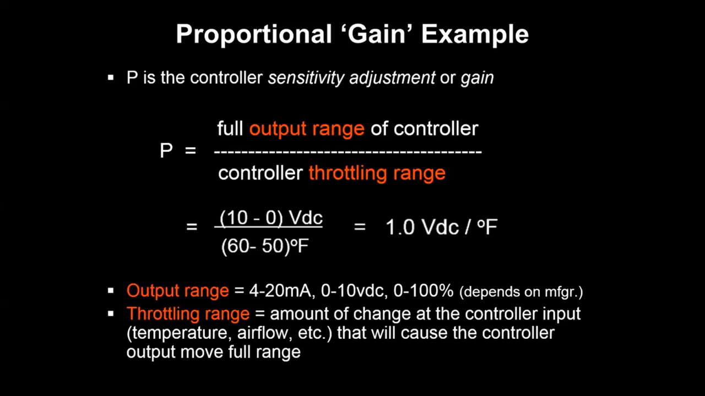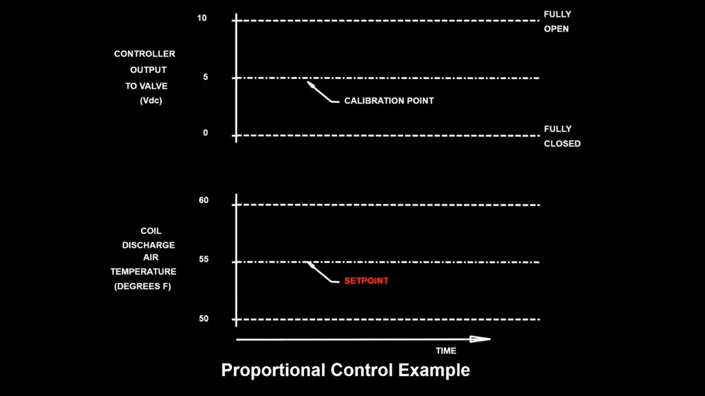Or what we're really saying with this P setting is that for every degree off we are from set point, we want to have a 1 volt response going to our valve. So let's see what that looks like. If we have this time series chart where we can look at the controller output on the top, so the 0 to 10 volt that could be going to the valve, and let's say this had a calibration point or a starting point of 5 volts, so that's its error-free mode that it starts in.